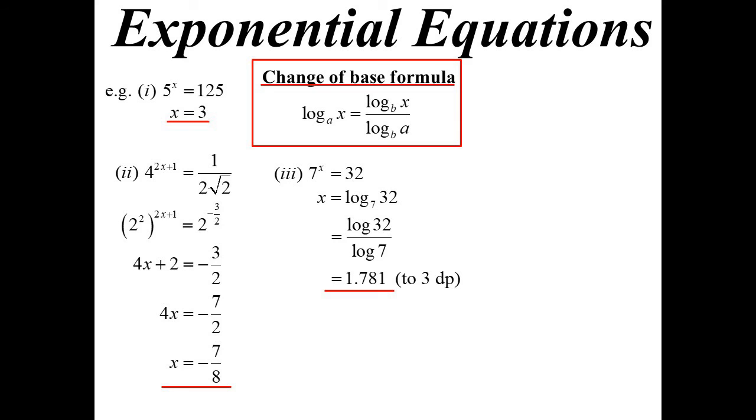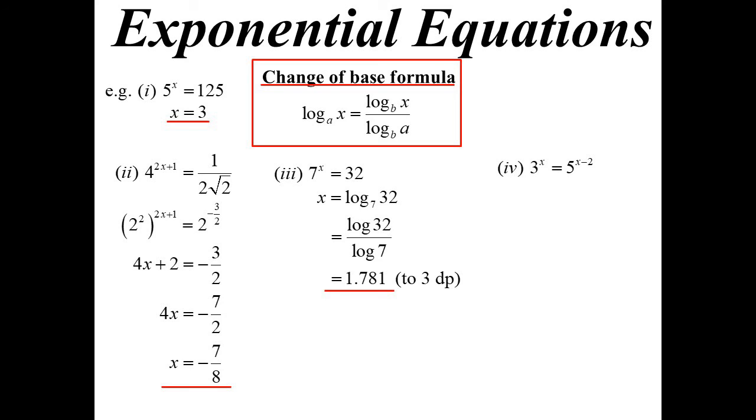As I say, it doesn't matter whether I use base 10 or natural log, it'll give the same answer, and we end up with 1.781. So we should find that if we went 7 to the power of 1.781, well, we won't get exactly 32 because it's an approximation, but we should get close to it.